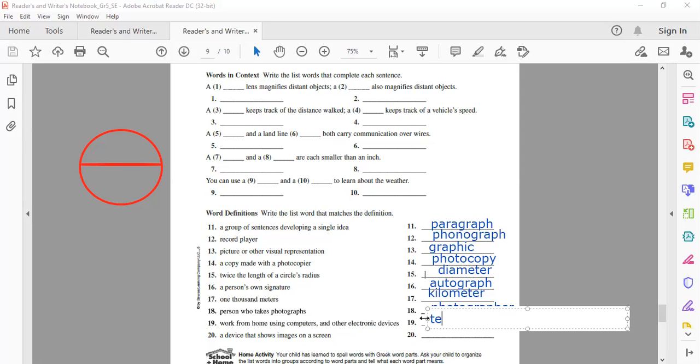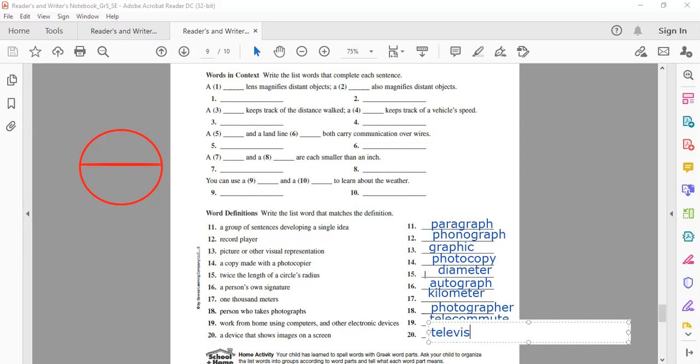And then we have Tala, the last one. A device that shows images on a screen. Television. Very good. Amazing. Thank you so much. Was it easy or hard? What do you think? Easy. Lemon squeezy. Okay, that's great, my girls.